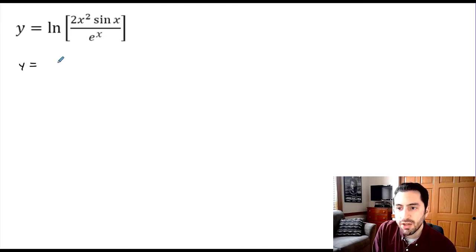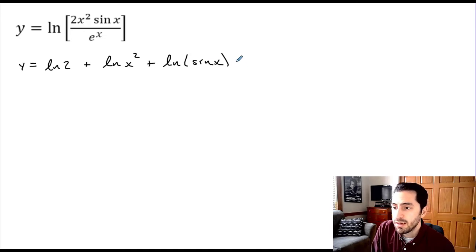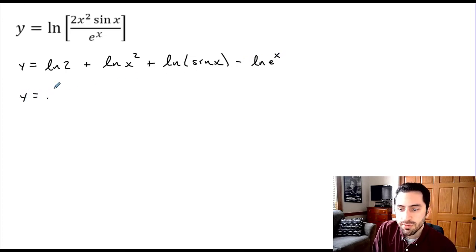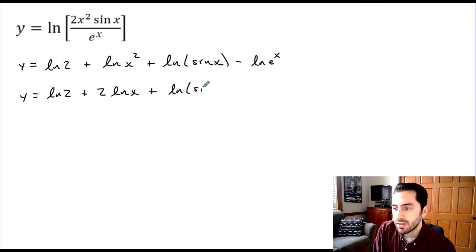So everywhere there's multiplication, I can separate that out. So I'm going to end up with the natural log of 2 plus the natural log of x squared plus the natural log of the sine of x. And then with our division, we have minus the natural log of e to the x power. Okay, we can go one step further in one of these terms. So we have the natural log of 2. And in the second term, I'm going to take this exponent, and I'm going to bring that down out front using our power rule. So 2 times the natural log of x, and then I'll rewrite the rest of this.